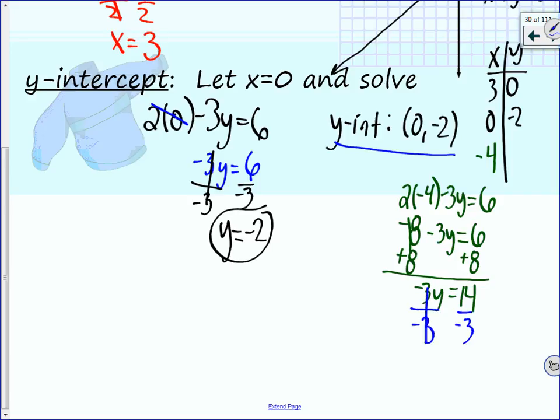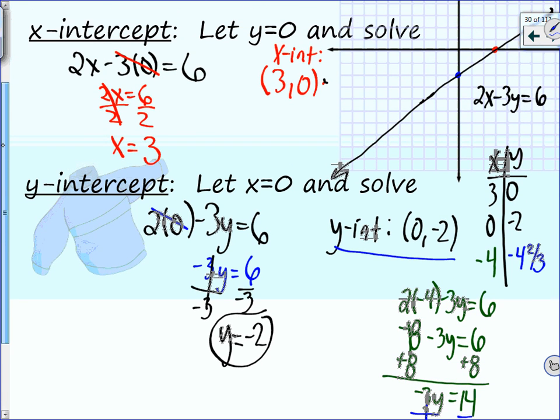And I would say normally keep this in the form of an improper fraction, but it's really tough to picture where that is on a graph. So I'm going to put this as a mixed number. How many times is 3 going into 14? So it's -4 2/3. So let's check that out on my graph. -4, -4 2/3. So let's scroll up a little bit.